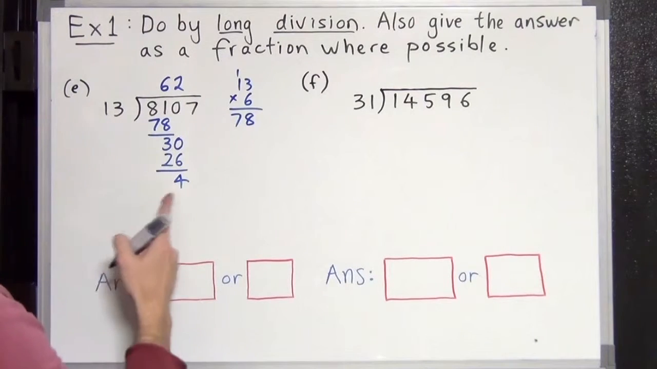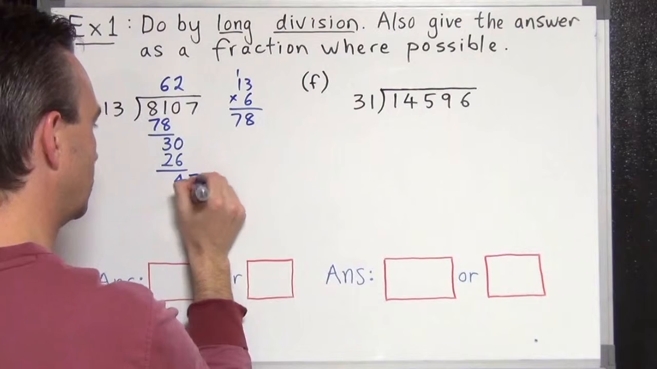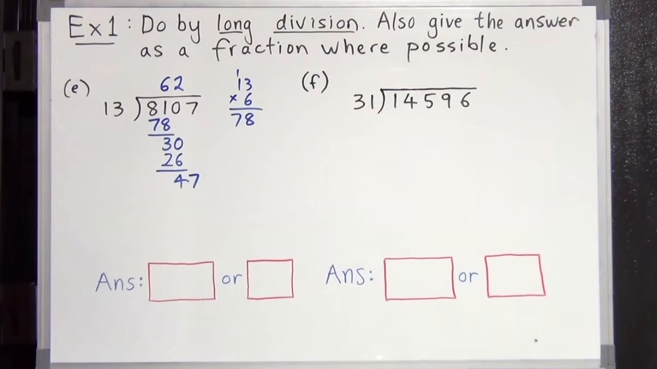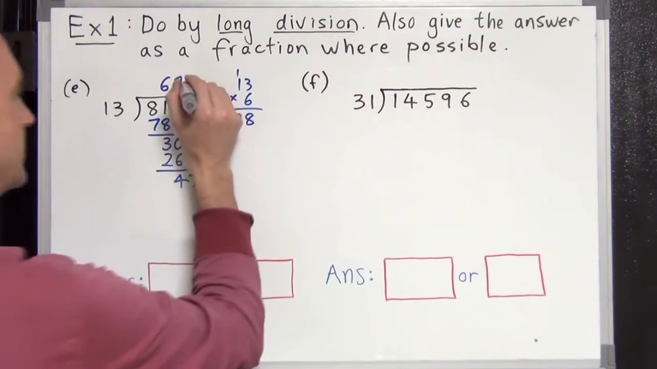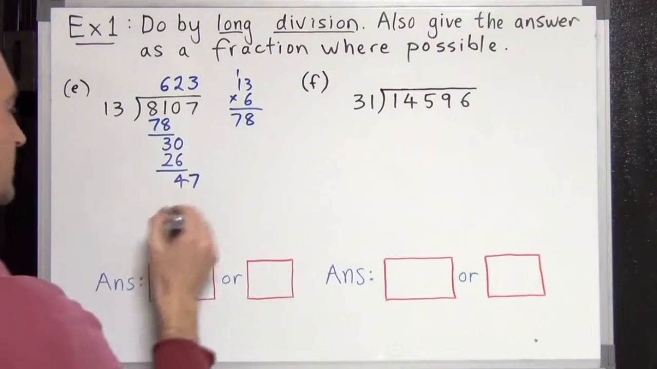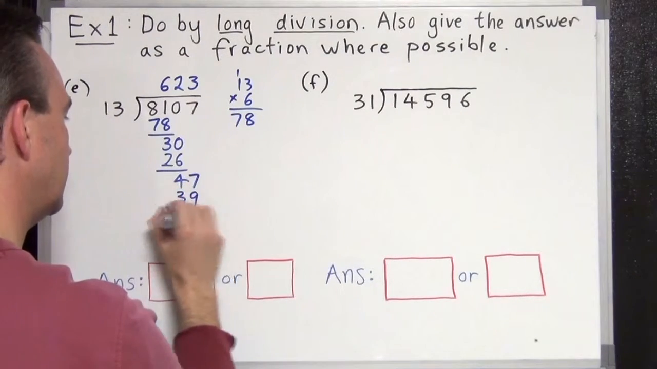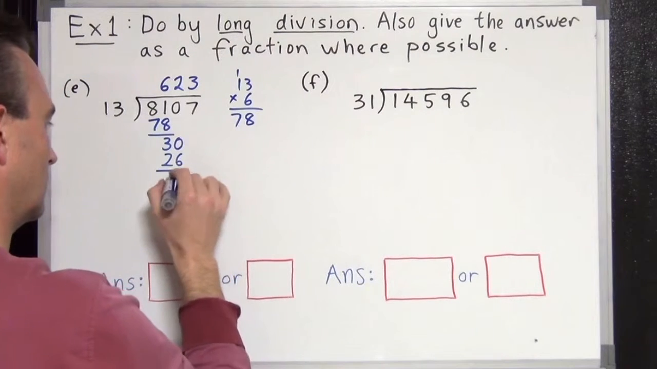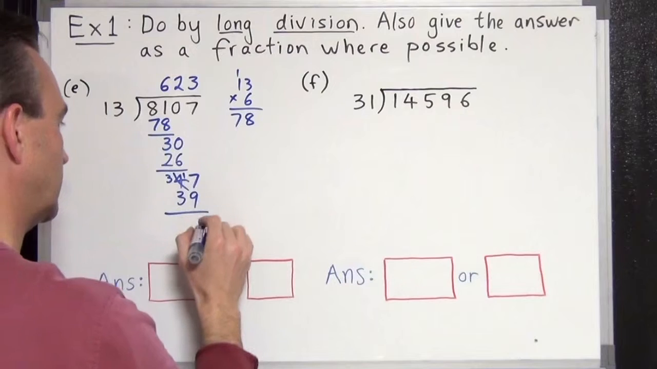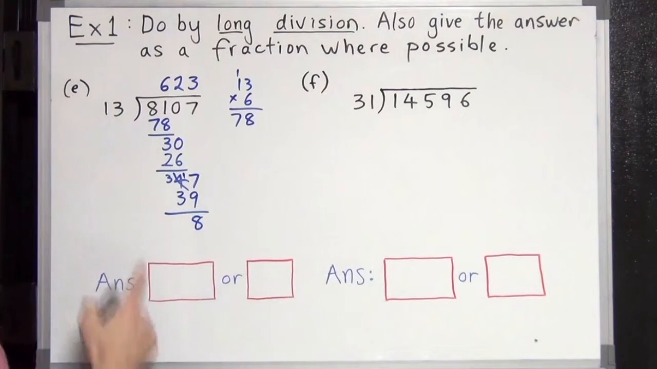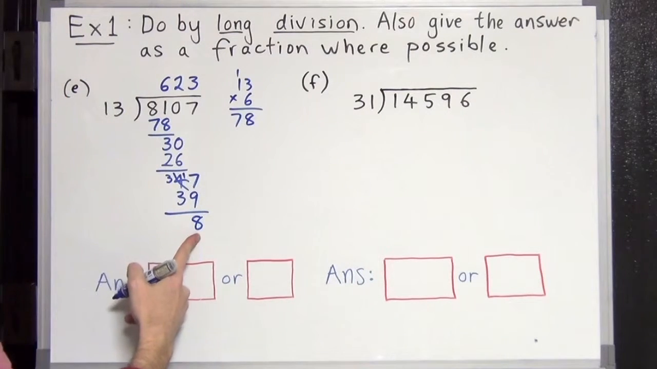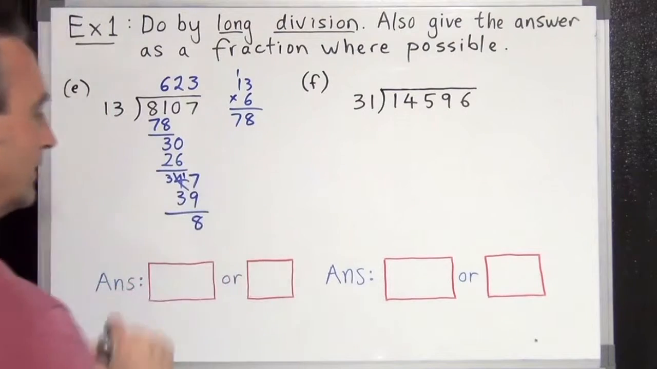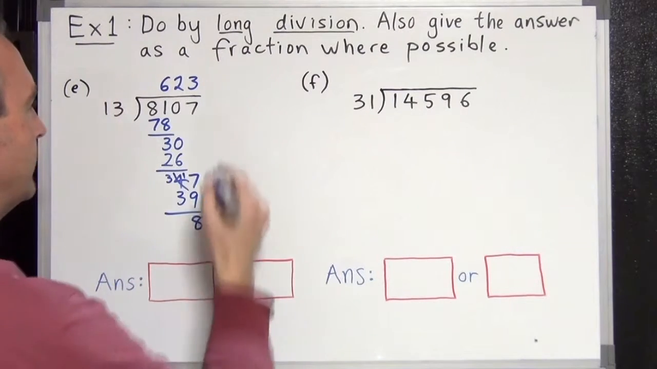Anyway, 13 does not go into 4, bring down the next number, 47. 13 into 47, 13 3s are 39, I think that's going to be it. 3 times 13 is 39. 47 minus 39 is 8. 13 into 8, can't go. Bring down the next number, nothing to bring. So we're actually done. We just have that remainder of 8.